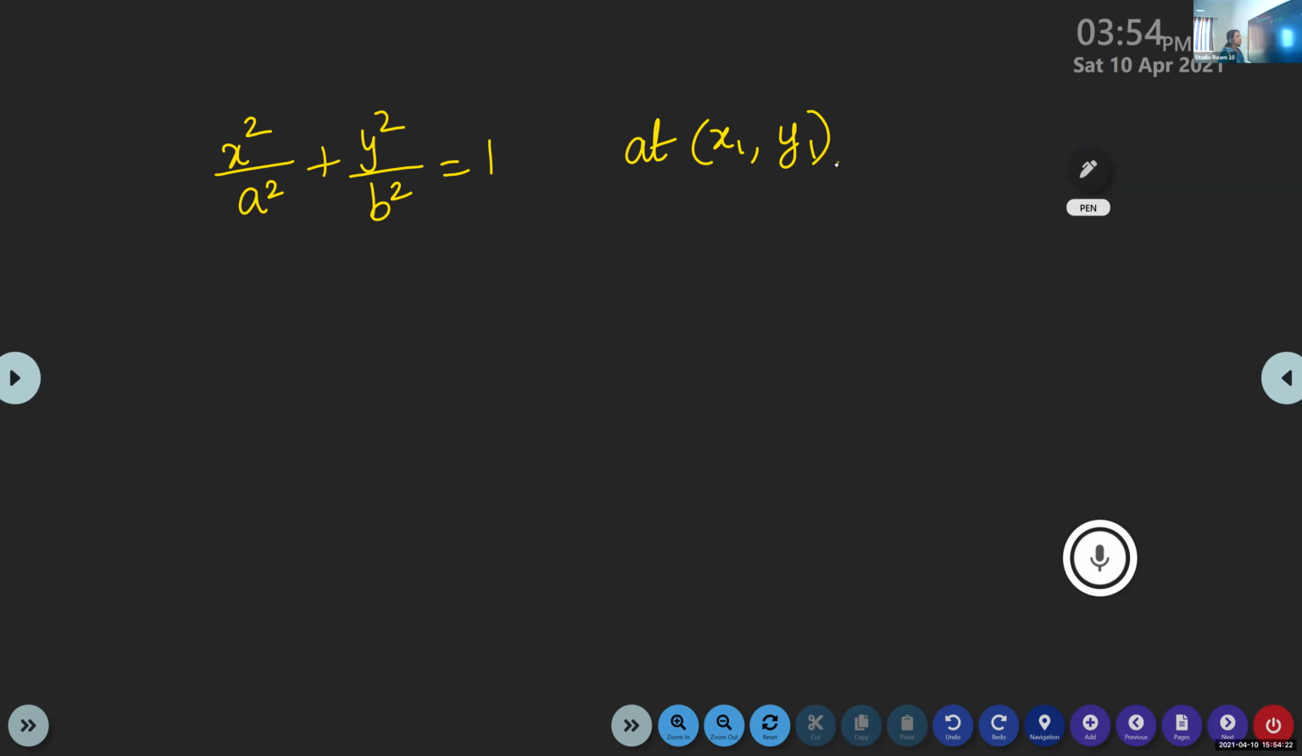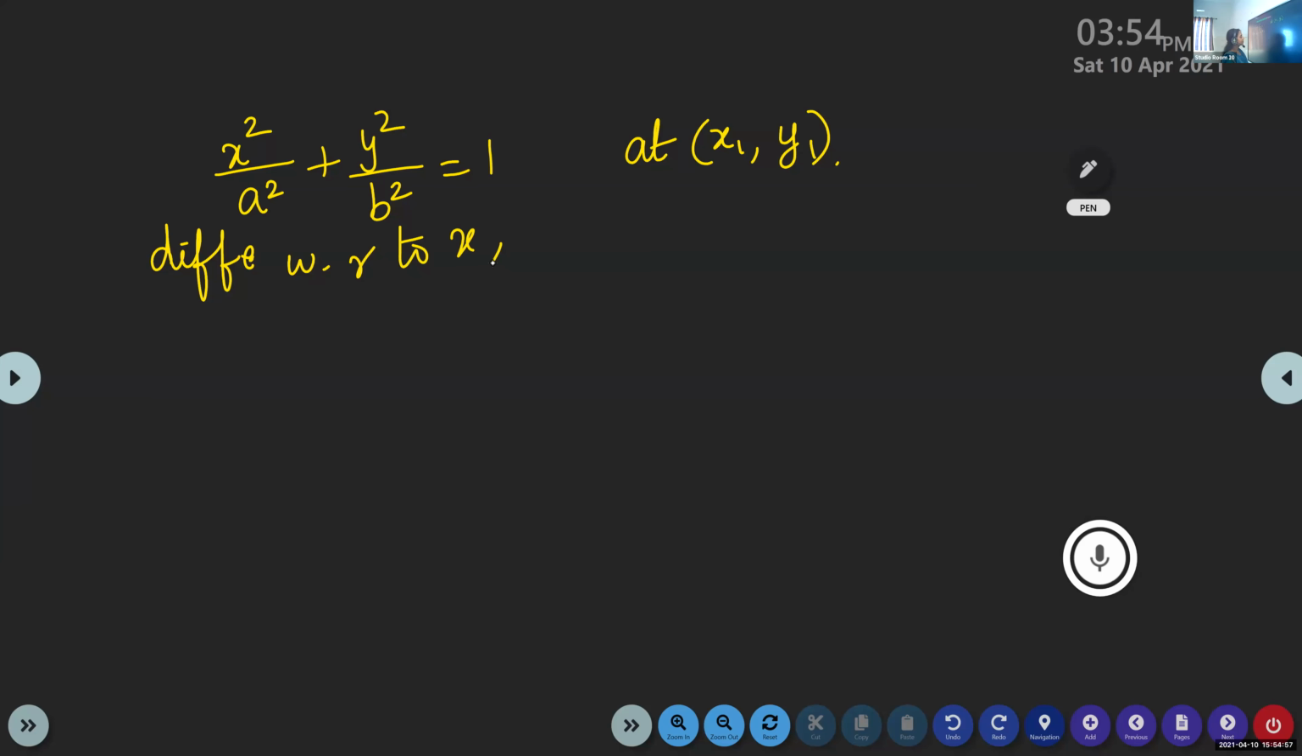Okay. So how are we going? Instead of giving a number, here we are asked to find the tangent and normal at the point x1, y1. So first let's find out what the slope is. 1 by a square is constant. Can you give the derivative here? What will you get when you differentiate with respect to x?